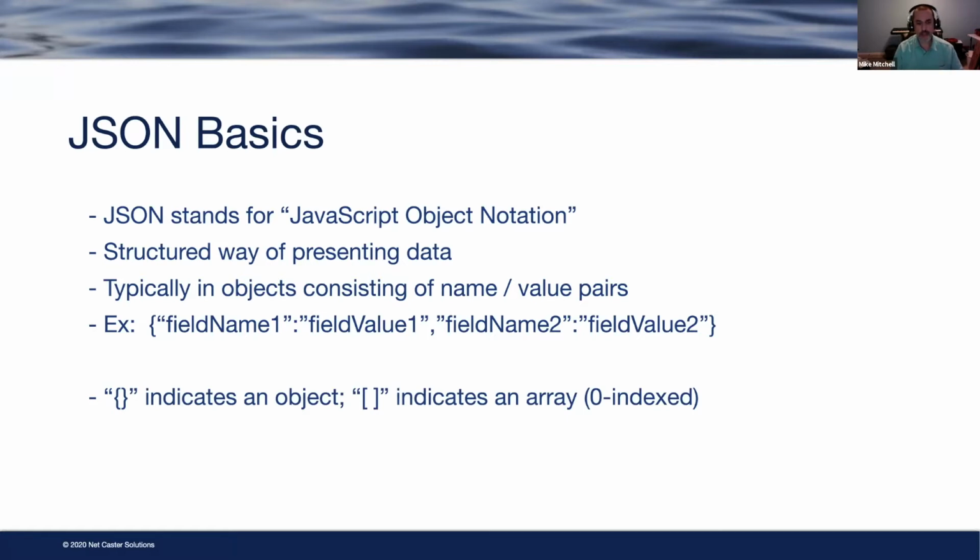Now, arrays in JSON are 0 indexed. So the first element in the array is element 0. This is different from, for example, FileMaker repeating fields, where the first object or the first instance is a 1. So if I go to repeating field repetition number 1, it's similar to going to JSON array element 0.